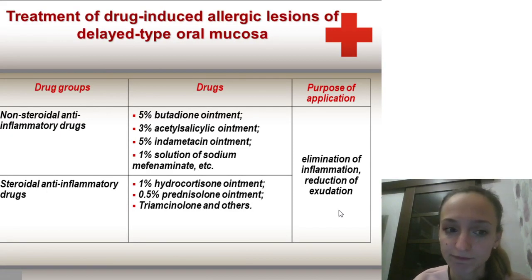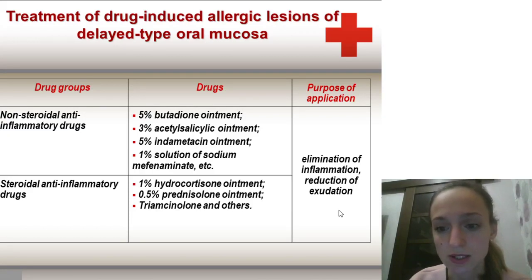Then non-steroidal anti-inflammatory drugs, and examples of steroidal anti-inflammatory drugs: hydrocortisone, prednisolone. These drugs eliminate inflammation and reduce exudation.